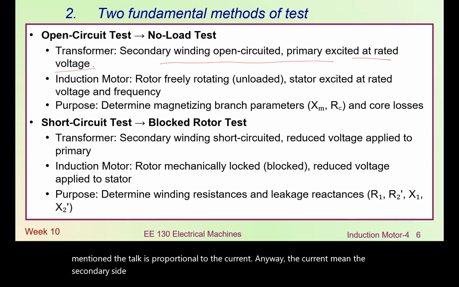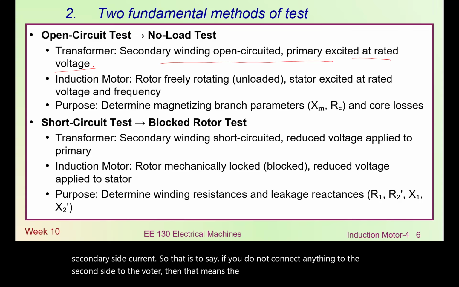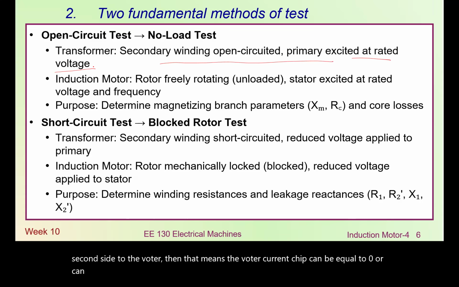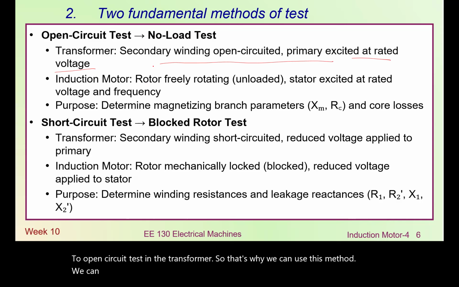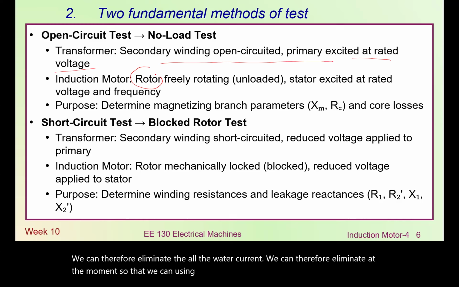So if you do not connect anything to the secondary side, the rotor, then the rotor current is equal to 0 or negligible. In this case, it is more similar to the open circuit test in the transformer. That's why we can use this method. We can therefore eliminate all the rotor current at the moment, so that we can use the open circuit test to measure the magnetizing component.